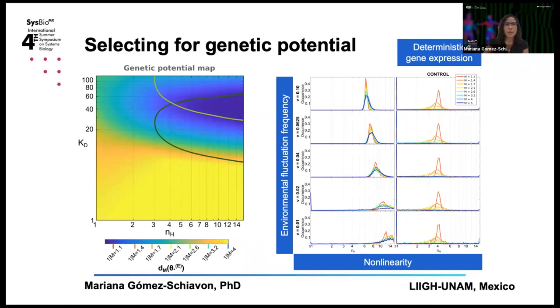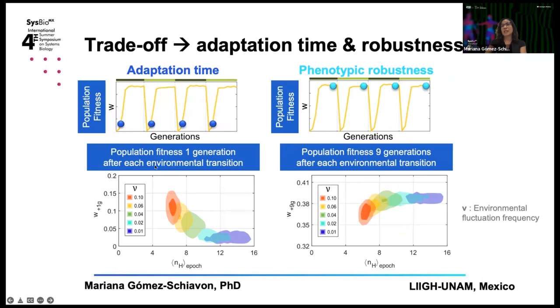So we look a little closer at the adaptation dynamics for successful populations, populations that are already adapted to the fluctuating environment. More specifically, we look at the fitness exactly one generation after each environmental transition and exactly nine generations after each environmental transition, and how it varies as the most important evolutionary parameter, the one I show here, the environmental fluctuation frequency that we call nu, changes. This is what these plots are showing you.